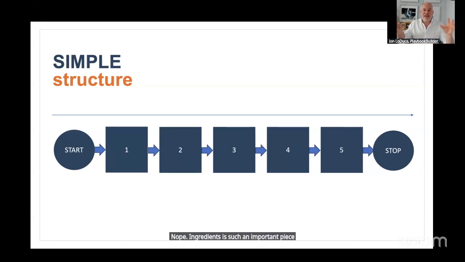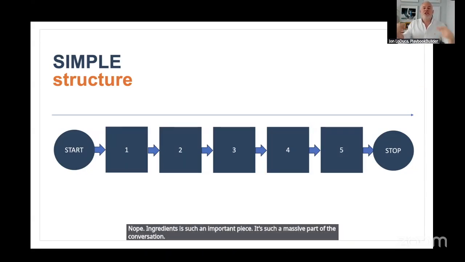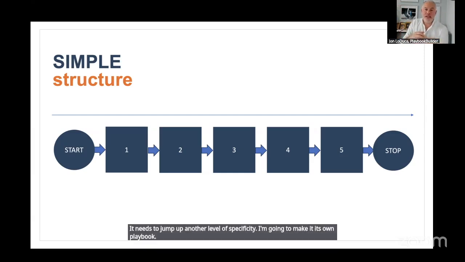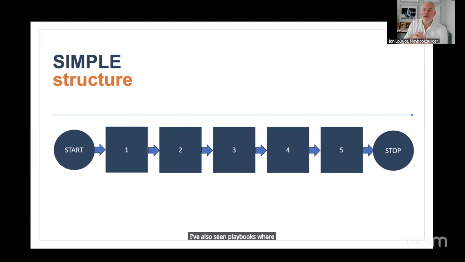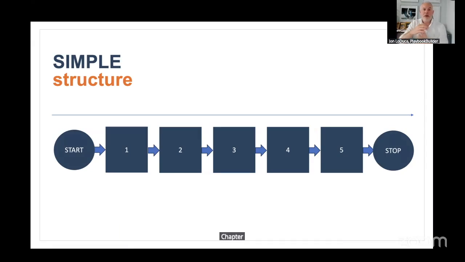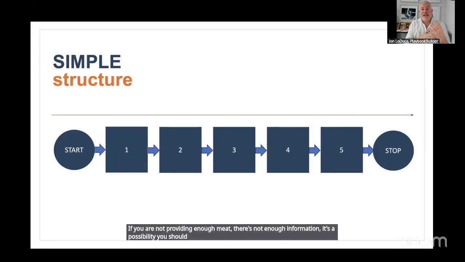It's such a massive part of the conversation. It needs to jump up another level of specificity. I'm going to make it its own playbook. I've also seen playbooks where someone went in and they made a whole video for an entire module of learning. It'd be like opening up the chapter of a book and it said, he enters the room, chapter 2. Wait, time out. Why is that one whole chapter? If you are not providing enough meat, there's not enough information, it's a possibility you should cluster those two together.